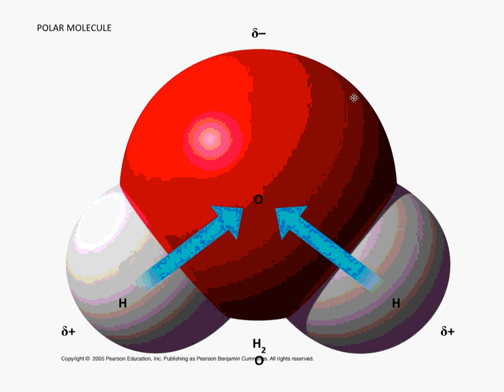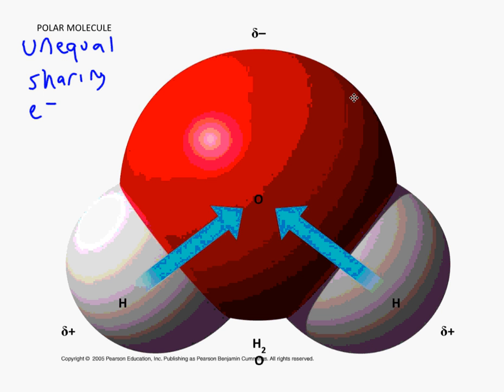Now, some covalently bonded molecules, while they do share their electrons, they don't equally share their electrons, and we call these polar molecules. So you could say the polar molecule represents the unequal sharing of electrons. What do I mean by this?